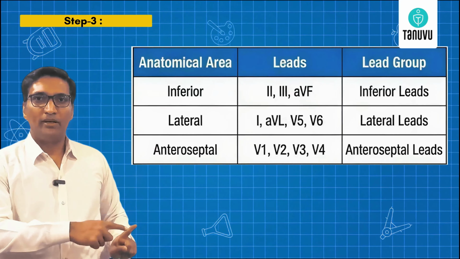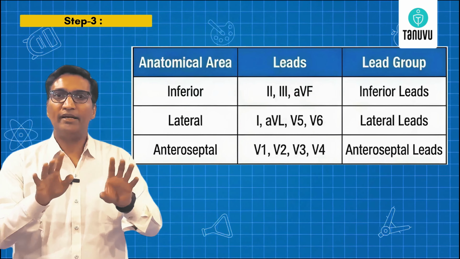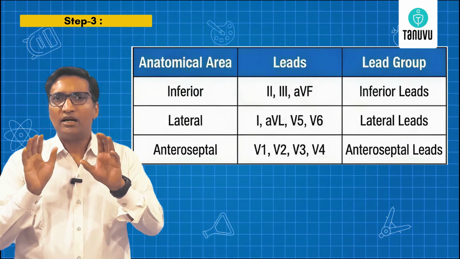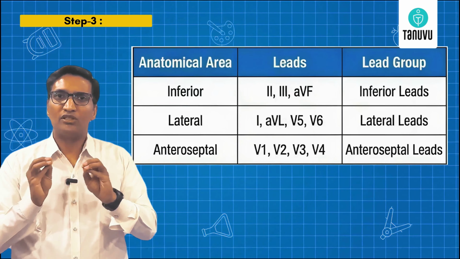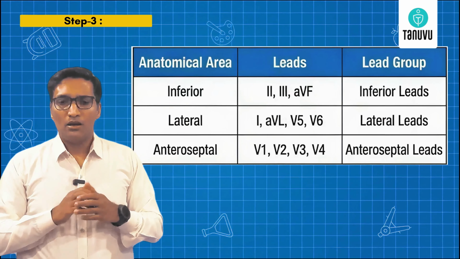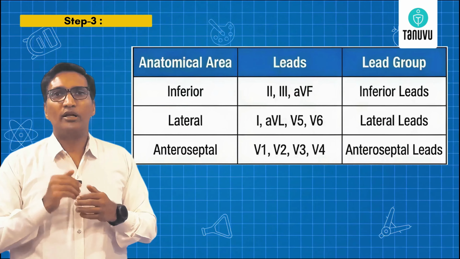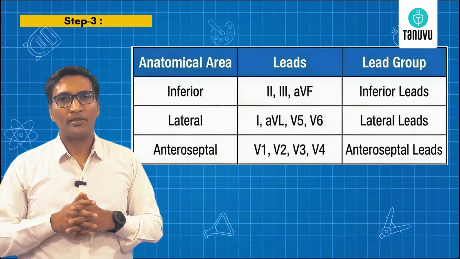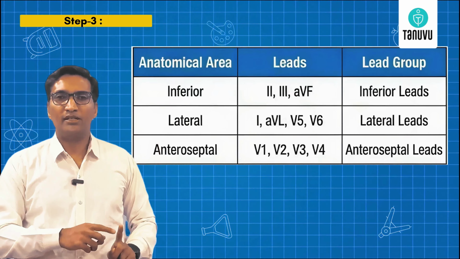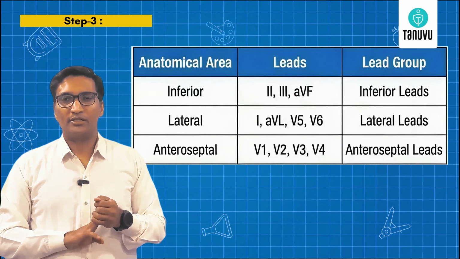Now this table depicts what each lead represents, and it is enough for you to remember this to understand the changes which are happening in these areas. If you want to understand a little more deeply, you have to know the coronaries which supply these areas. Again, for each of these representations, there are 3 separate coronaries. The inferior wall of the heart is predominantly supplied by the right coronary artery. So any changes that you see in these areas are due to a problem in the right coronary.